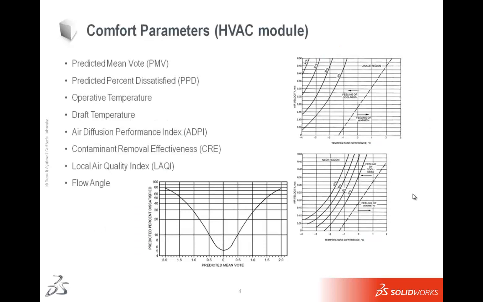So what are comfort parameters? Comfort parameters are listed here. You can see the predicted mean vote, predicted percentage dissatisfied or PPD, draft temperature, air diffusion performance index, contaminant removal effectiveness, local air quality index. These are all things that you would use when designing your HVAC system to make sure it's effective in doing what you want it to do.